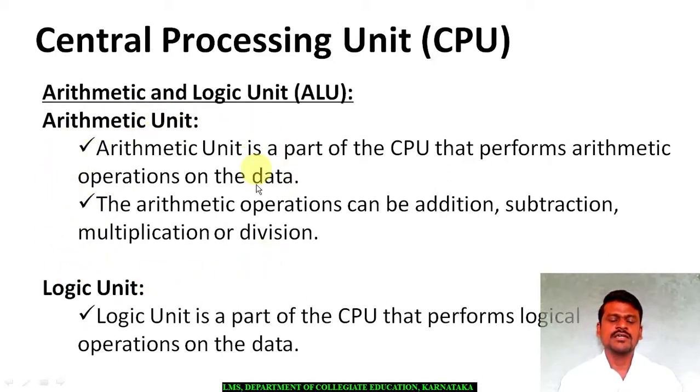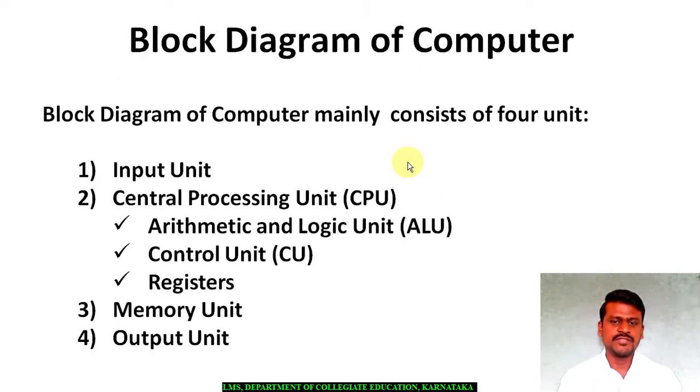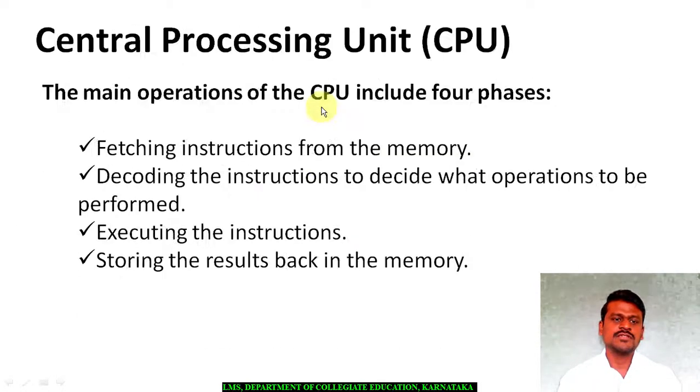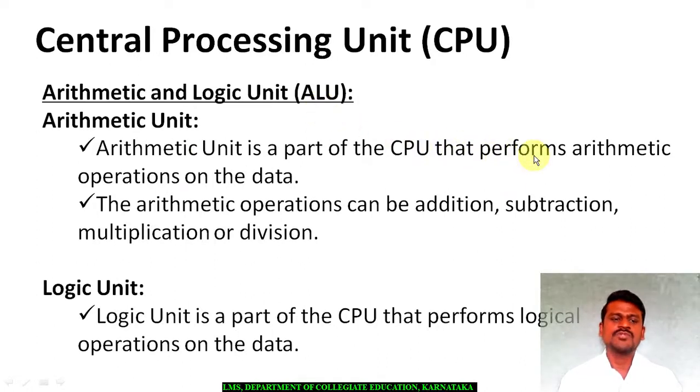Now we will see the operations performed by the arithmetic unit. The arithmetic unit is a part of the CPU, as we have seen here, that performs only arithmetic operations on the data. Arithmetic operations can be addition, subtraction, multiplication or division. The main operation of the arithmetic unit is that it performs only arithmetic operations on the data provided by the user. Whatever input the user gives, this unit performs only arithmetic operations on that data.